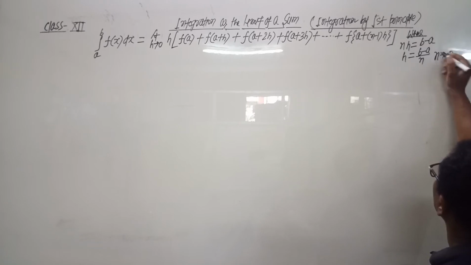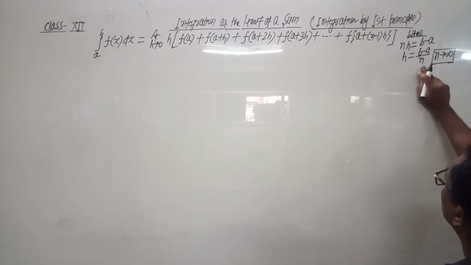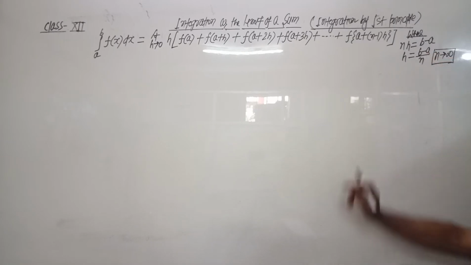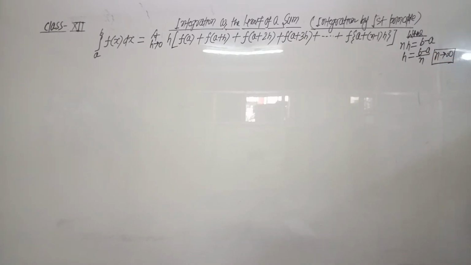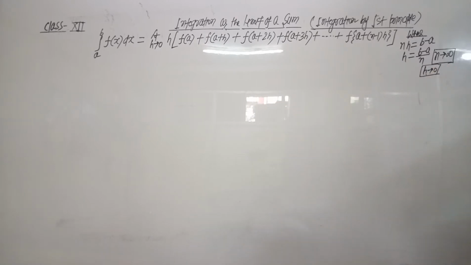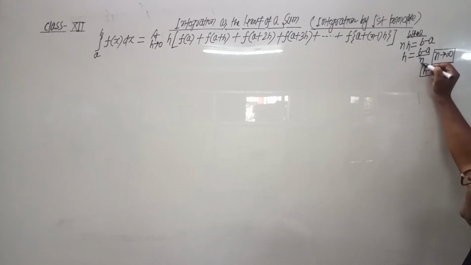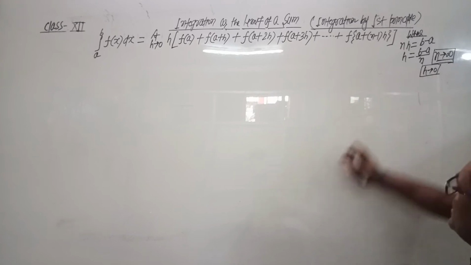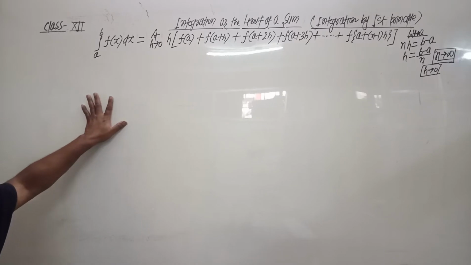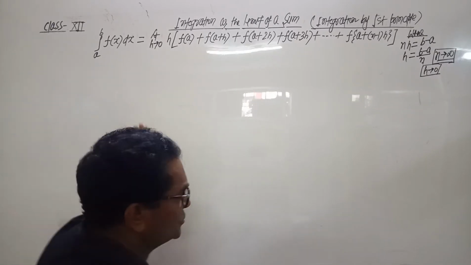n tends to infinity because when n tends to infinity, then h tends to 0, since b minus a upon infinity, anything divided by infinity, gives 0. So when n tends to infinity, then h tends to 0, which is why we have taken the limit h tends to 0. So h equals (b minus a) by n, where n tends to infinity, and then h becomes 0.